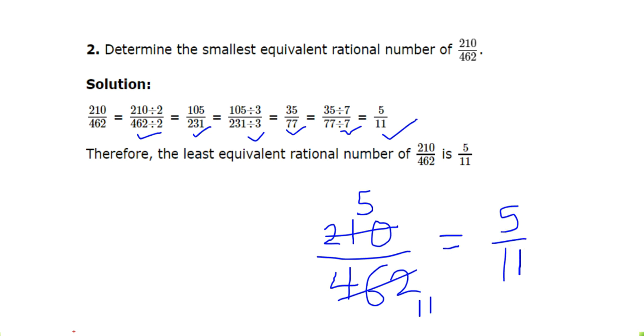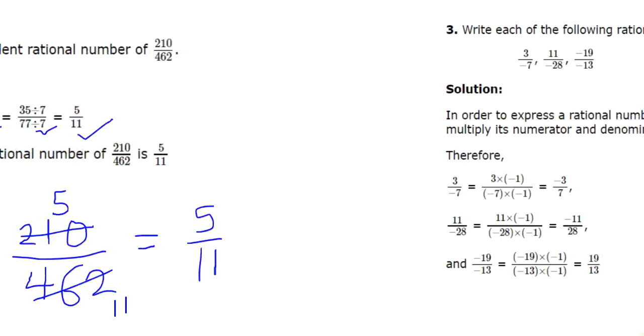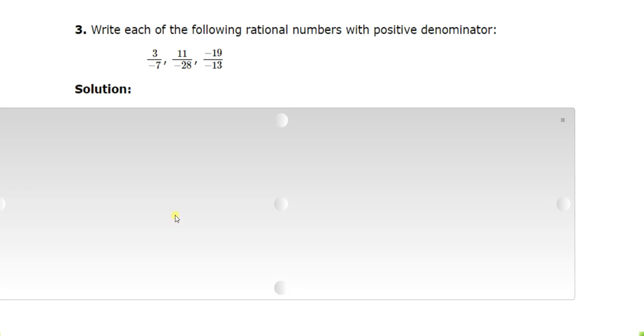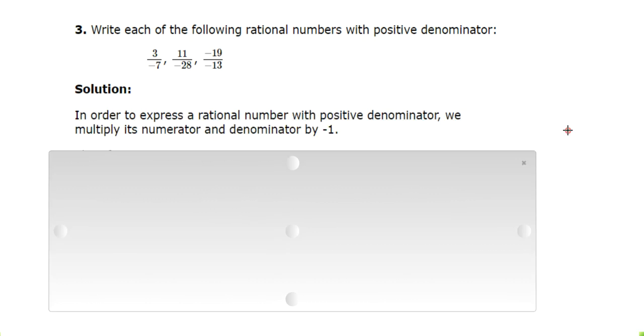Let us just solve a few more questions. Question number 3 says, write each of the following rational numbers with positive denominator. Now this thing we had already done when we were discussing the standard form of rational numbers. How can we make a denominator positive?